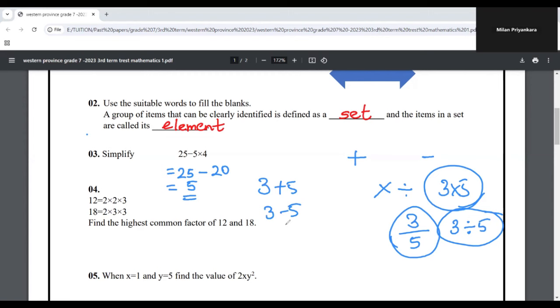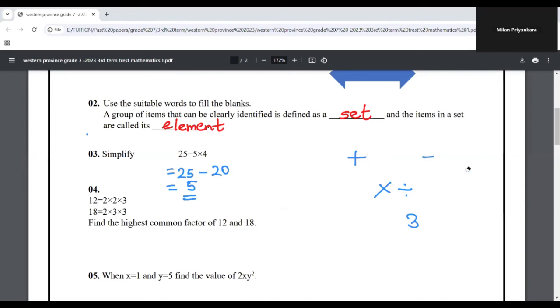3 minus 5, two terms. 5 minus 2, here also you have two terms, right? So if you have more than one term, you have to do all the operations inside each term first, and then you can do the operations between the terms. Say here you have one term, here you have another term. Say this is family one, just like two families, right?